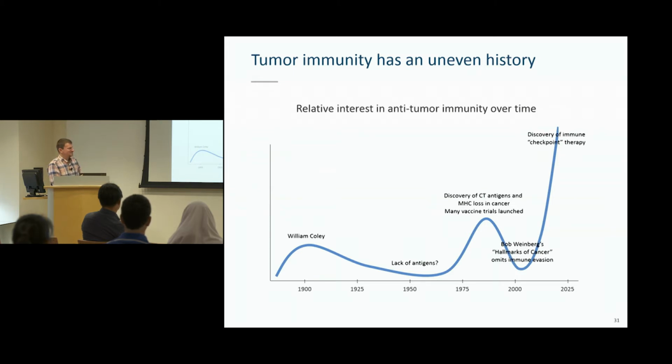But the problem was that most of these didn't really work that well, and people were pretty discouraged. Then in the early 2000s, Bob Weinberg published his famous Hallmarks of Cancer review, and he completely skipped any kind of anti-tumor immunity as having a role in cancer. So that was a low point where most of the leaders in oncology weren't really buying into the tumor immunity idea. But then there was the discovery of these things called immune checkpoints, which I'll get to in later slides.